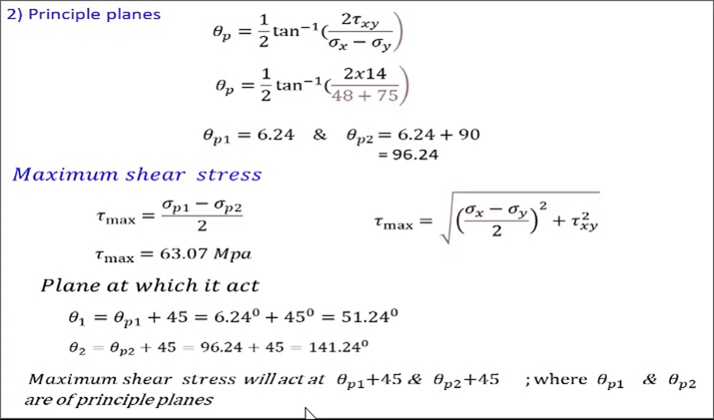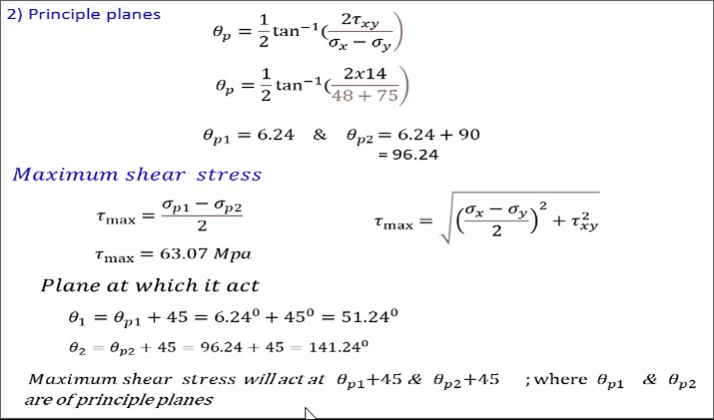Another principal plane, of course, is mutually perpendicular, so you have to add 90 to theta p1. You will get theta p2 as 96.24. The difference between these two planes is 90° because these two planes are mutually perpendicular. One plane is the major principal plane, the other is the minor principal plane, because on one plane the major principal stress, the highest principal stress, is acting, and on the other plane the lowest principal stress, normally called the minor principal stress, is acting.